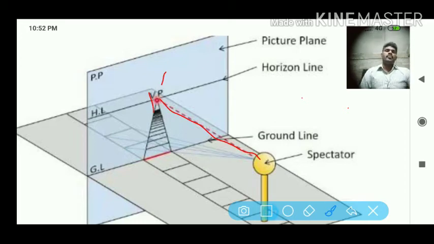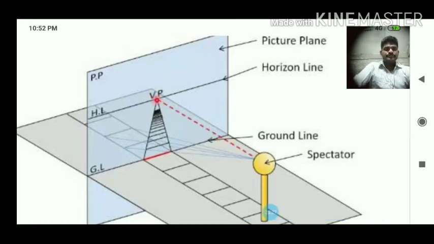Here, vanishing points are 1, 2, 3 points. If the vanishing point is 1, then we call it one point vanishing. Here only one vanishing point is there, because two lines are joined at one place. After that we couldn't see anything. So how many of these vanishing points are there? If 1, we call it 1 point. If 2 are there, call it 2 point. If 3 are there, call it 3 point.